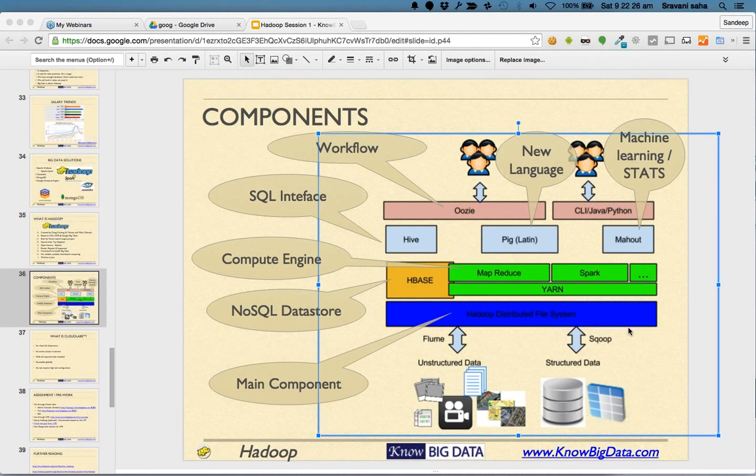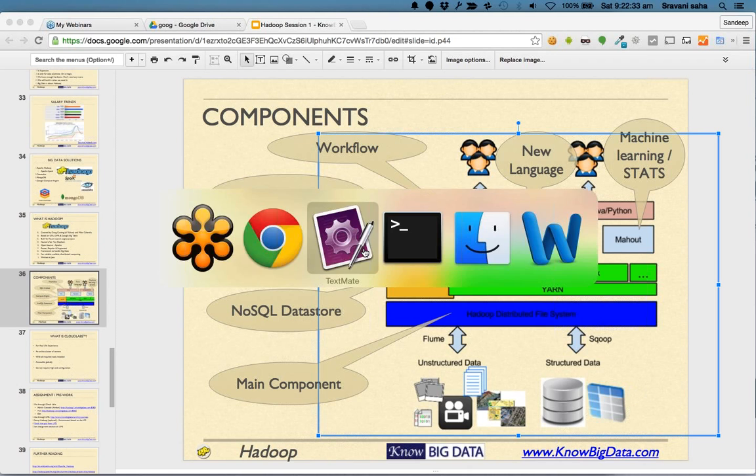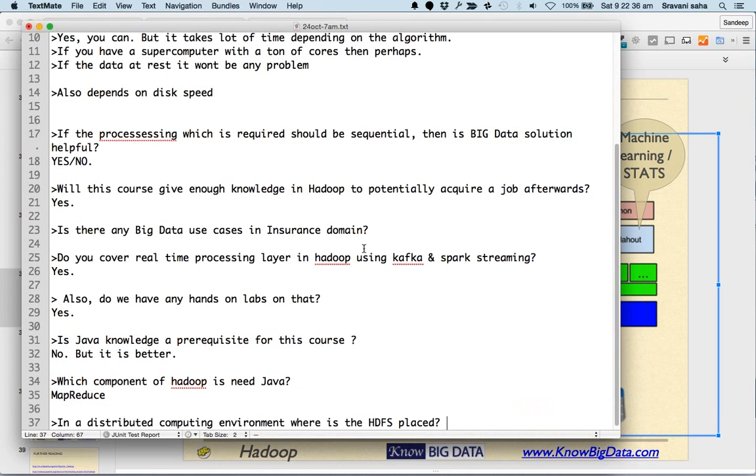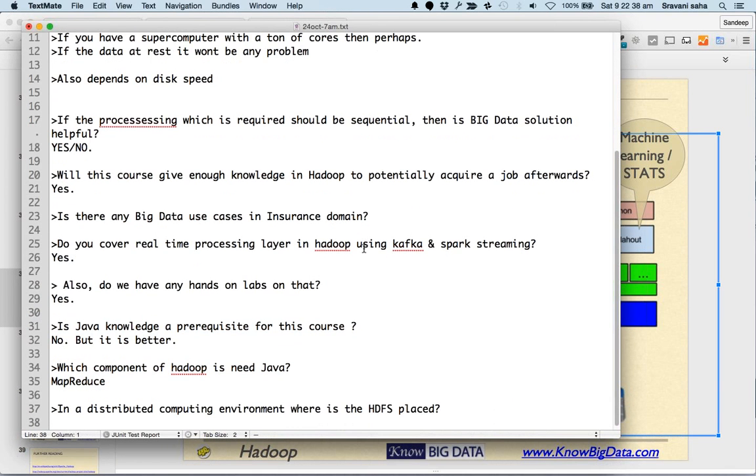Now there are a few questions. Let me take a few questions and then we will complete the rest of the things. There's a question from Ravi Teja. In a distributed computing environment, where is HDFS placed?